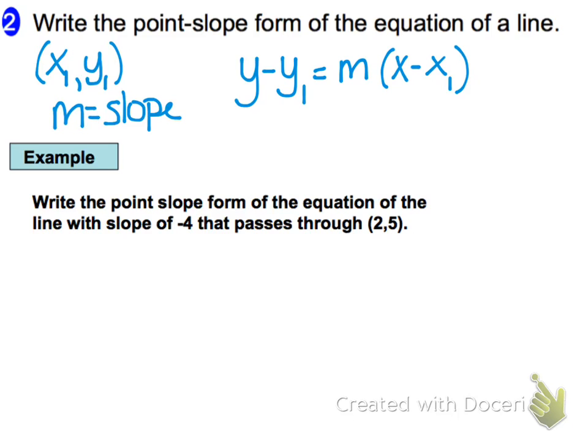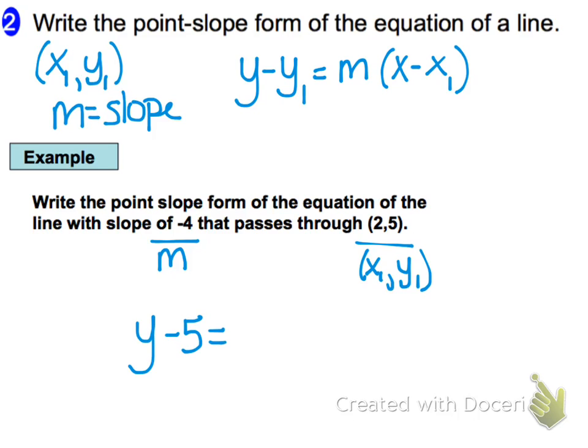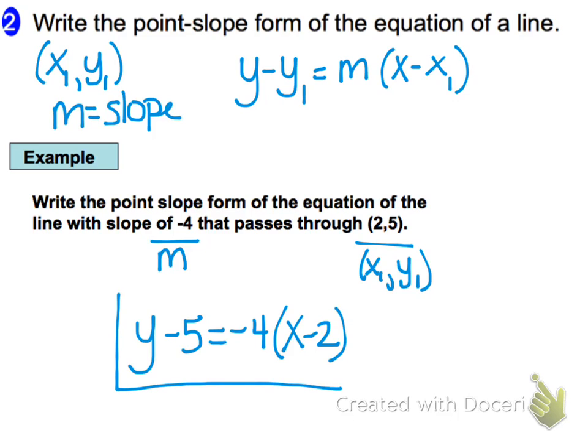Write the point-slope form of the equation of a line with a slope of -4 passing through (2, 5). So we're given the m value, we're given x1 and y1, and all we have to do is put these into that equation. So we would say y minus 5 equals -4 times x minus 2. Now, looking at this, you're going to say, Mrs. Alberg, this does not look like the equation of a line. I'm used to seeing y equals something times x plus something else.